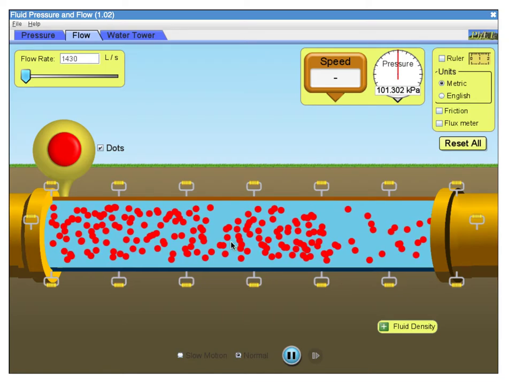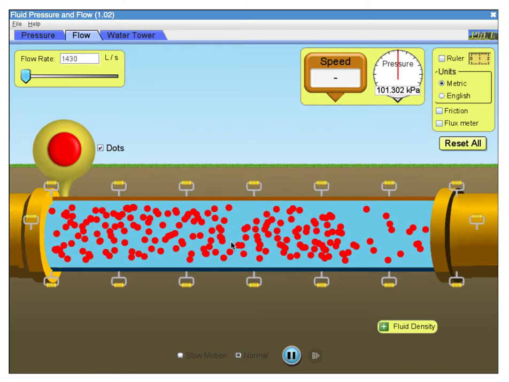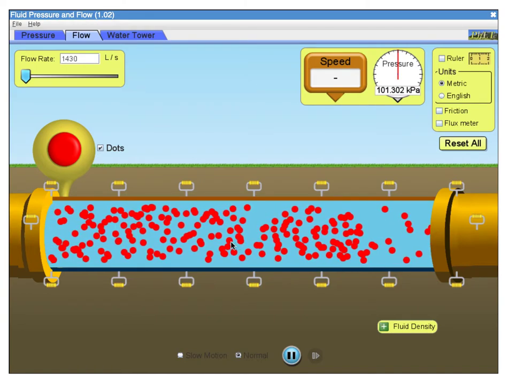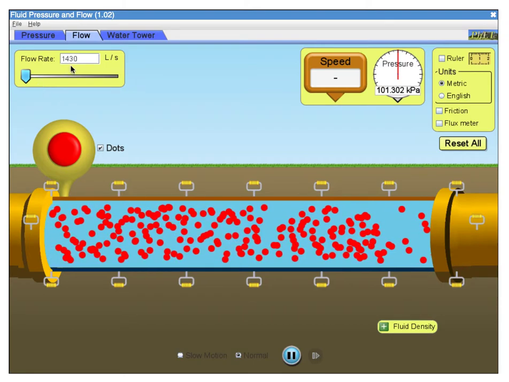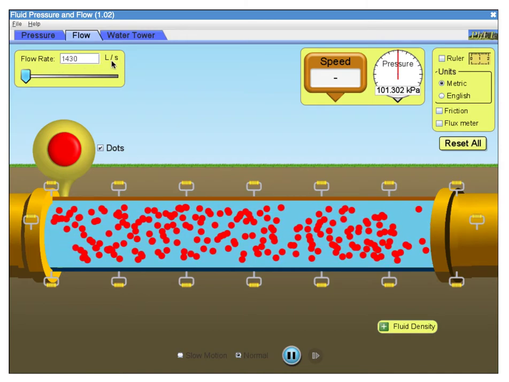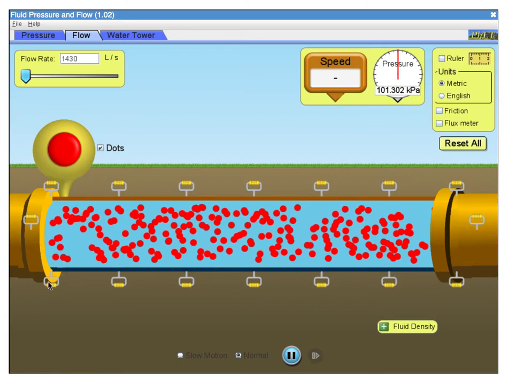This simulation is going to help us understand flow rate and how the area of a pipe can affect the rate at which liquid passes through a pipe. So here, if you look up here, the flow rate is measured in liters per second. So what you're calculating is how much volume passes by the edge of this pipe each second.